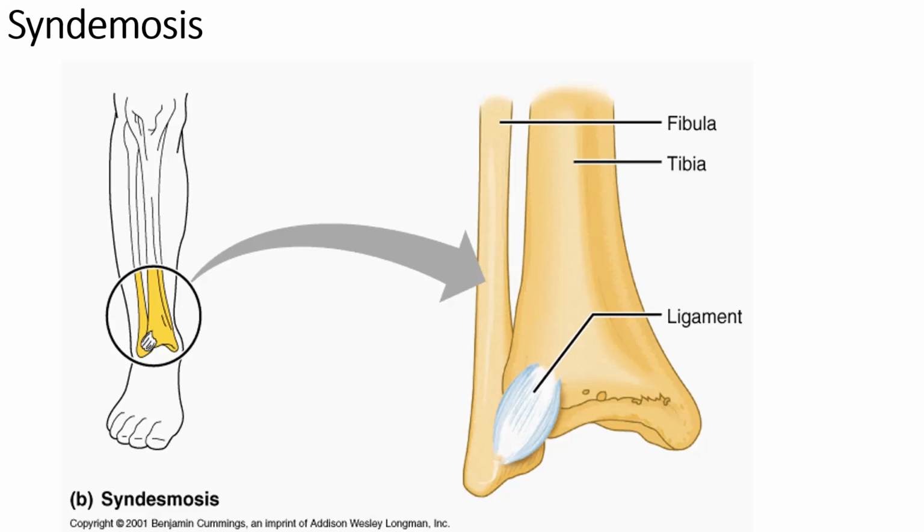Remember, there is no ankle bone. The medial malleolus of the tibia and the lateral malleolus of the fibula form the outside of the ankle structure, and they sit on top of the talus from the foot. So the medial malleolus is on the big toe side. The lateral malleolus is on the little toe side. They're held together by this ligament right here. This is a syndesmosis.